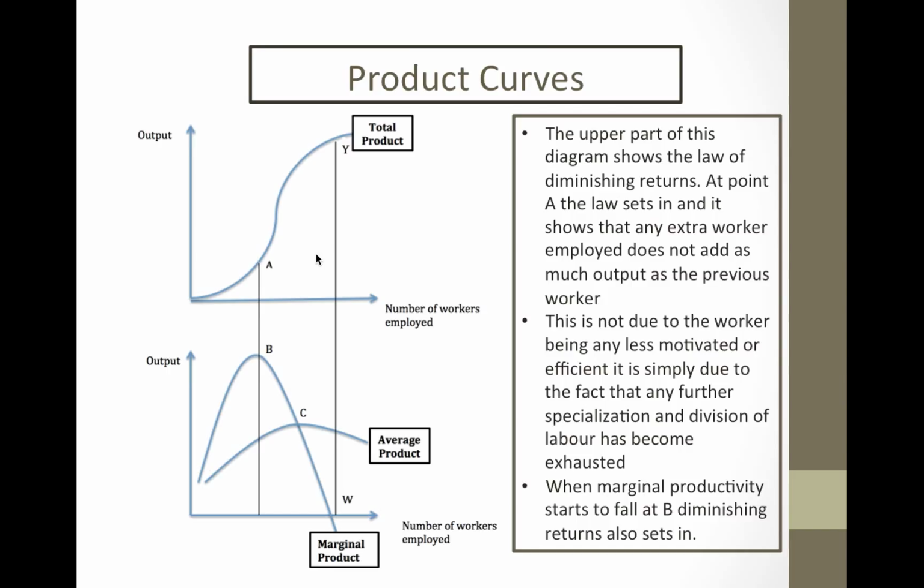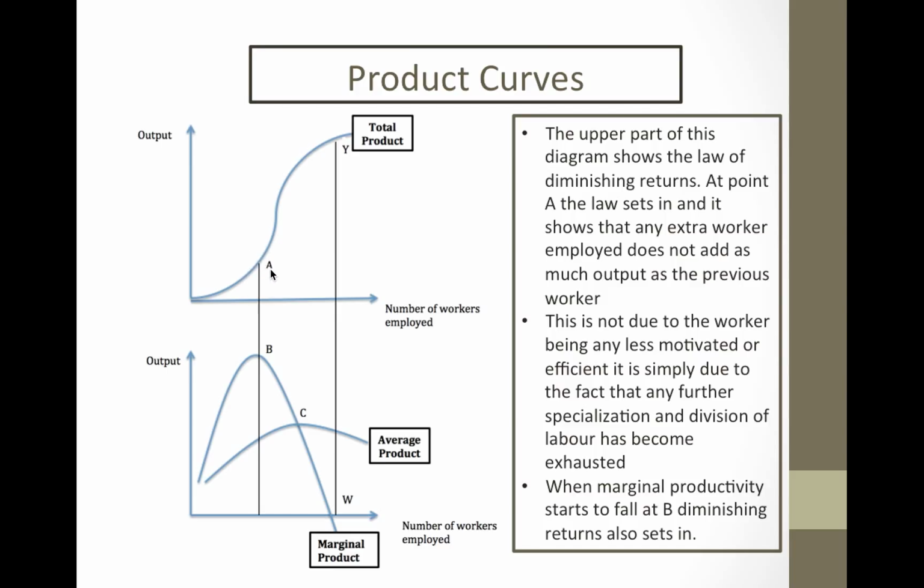Now, what these curves are actually showing us is all the same thing, and that is the law of diminishing returns. And we can see when the law of diminishing returns sets in. So if we look at the total product in the upper part of this diagram, we can see the law of diminishing returns setting in about point A.